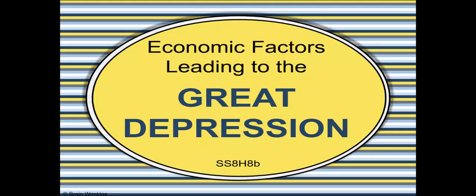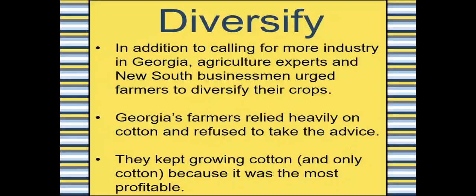All right, so in this video, we're going to take a look at the Great Depression and some things that led up to the Great Depression. So remember, cotton has always been Georgia's cash crop. So a lot of farmers, because it was making them money, especially Georgia farmers, were growing a lot of cotton. But unfortunately, if you're putting all your eggs in one basket, you don't leave room for other things.